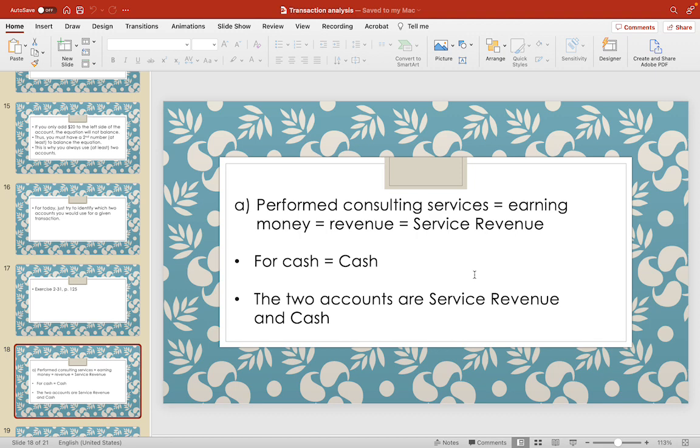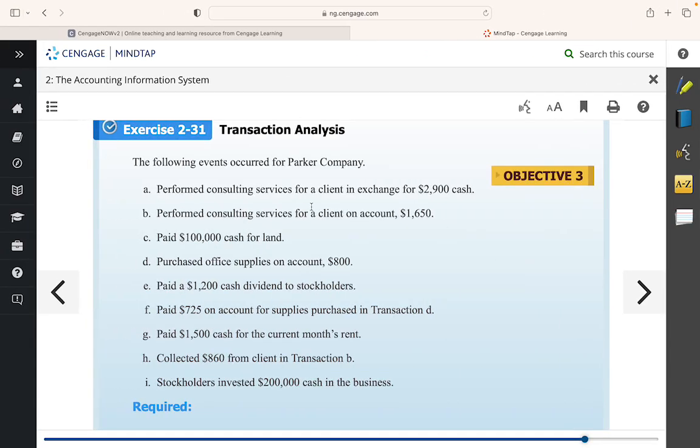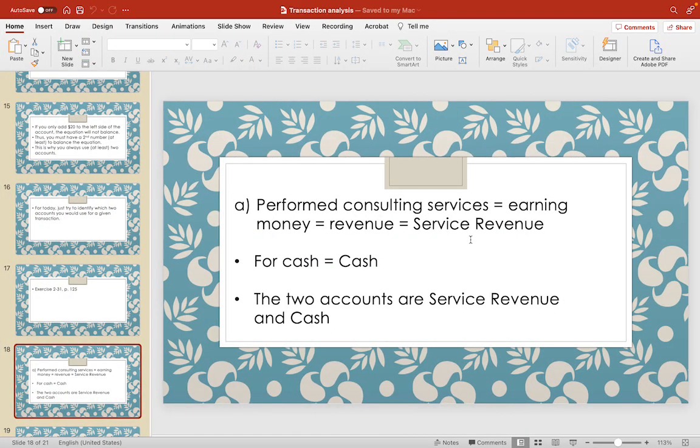If they're doing something for a customer, they're earning their money. So if Papa John sells pizzas, that's Papa John's earning money. If I own a landscaping business and I have a customer and I mow that customer's lawn, that's me earning money. Whenever the business is providing a service or selling a product to a customer, that's the business earning money. So here, performed consulting services means earning money.